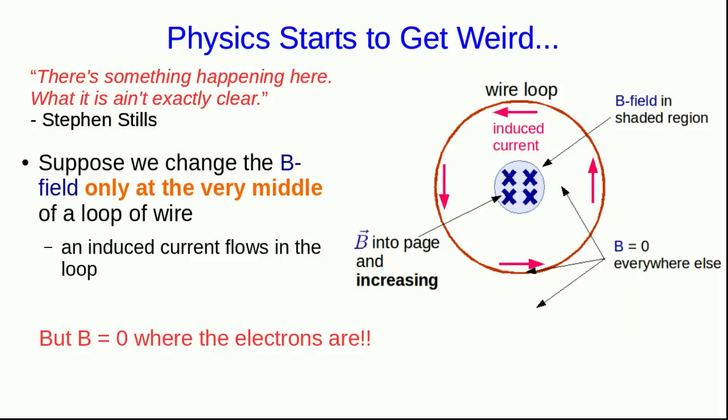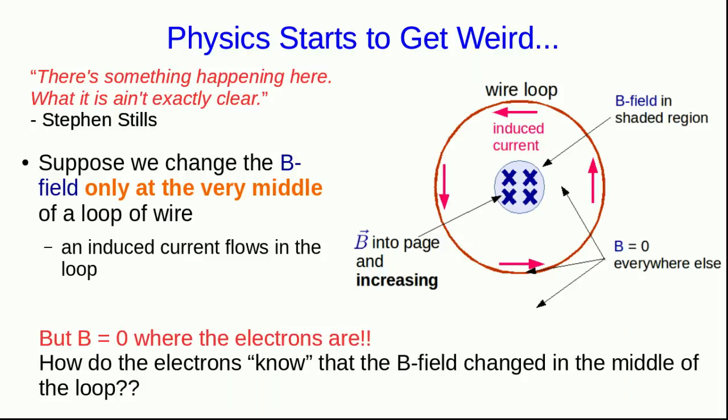Well, you might ask yourself how that's true. The B field is 0 and is unchanging where the actual electrons are in the wire, and surely we're talking about an interaction between this changing magnetic field and the electrons. And so, how do the electrons even know that the B field changed in the middle of the loop?